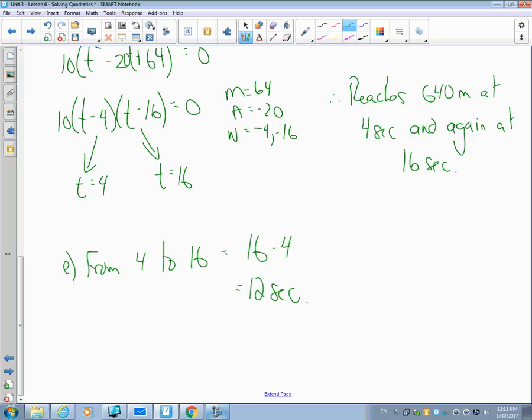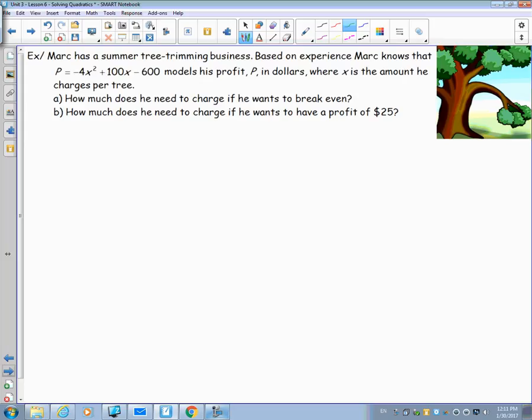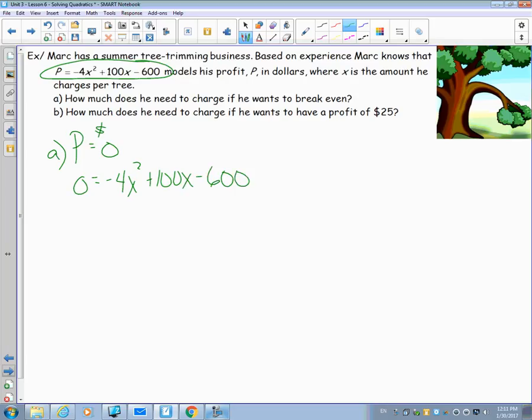And that's kind of our standard quadratic. Now, in class, we may or may not have time to get through this one. If we do, great. If not, there's an extra bonus one you can look at. So we got Mark. He has a summer tree trimming business. His profit is based on this equation, where x is the amount he charges per tree. So we want to know how much to charge if he wants to break even. Break even is a term we talk about lots. That's where our profit comes out to $0. So in other words, we need to solve the equation that comes out to 0.